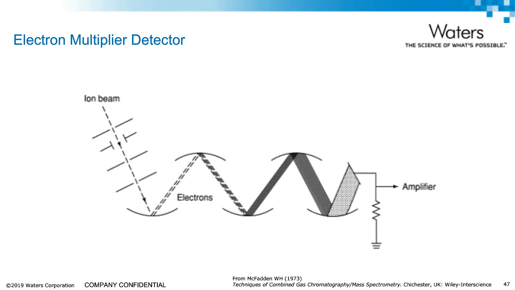Electron multipliers are the most common detector in MS systems. They are very sensitive and have a fast response, but in many systems they need to be replaced every few years.